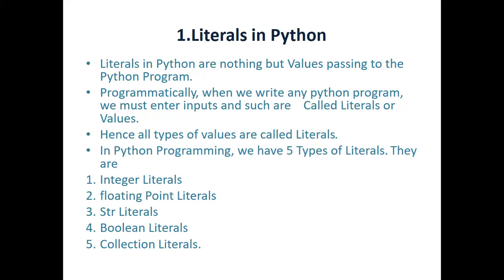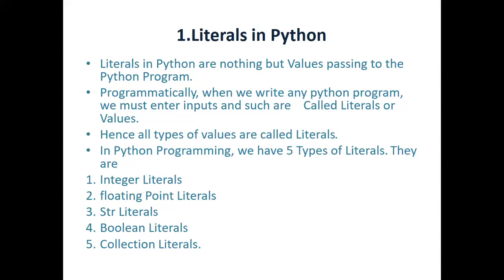Programmatically, when we write any Python program, we must enter the inputs. And whatever input we make is called the literals or values. So all types of values are called literals. In Python programming, we have five types of literals: integer literal, floating point literal, string literals, boolean, and special literals.